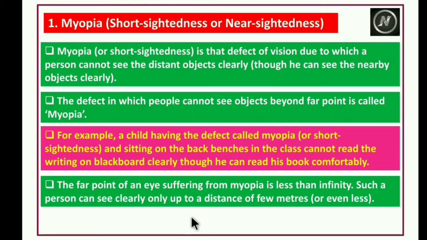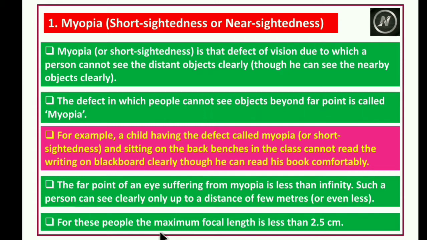Just now we discussed that for a healthy person, the far point is infinity. He is able to see objects at far distances. But for the person who is suffering with myopia, the far point is less than infinity. That means he can see clearly up to a certain distance, but he cannot see the objects which are far away from him.